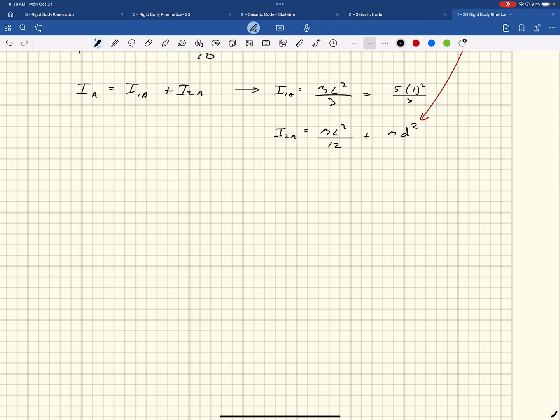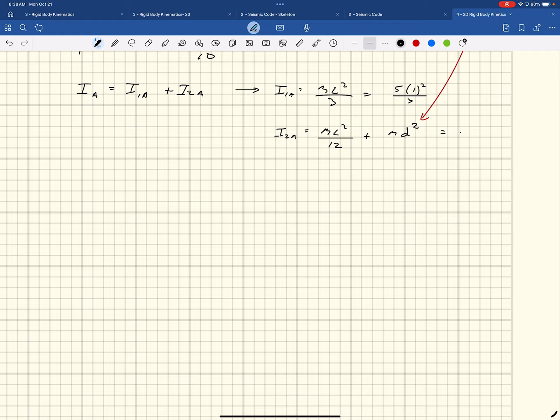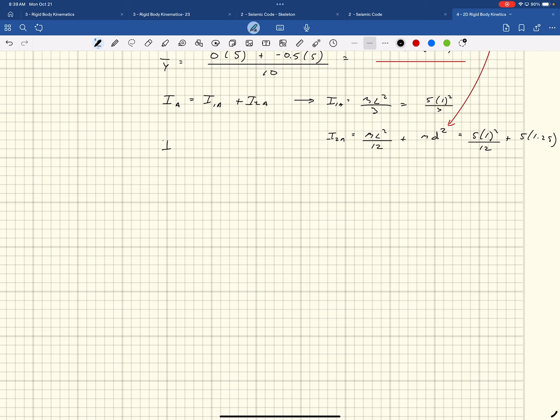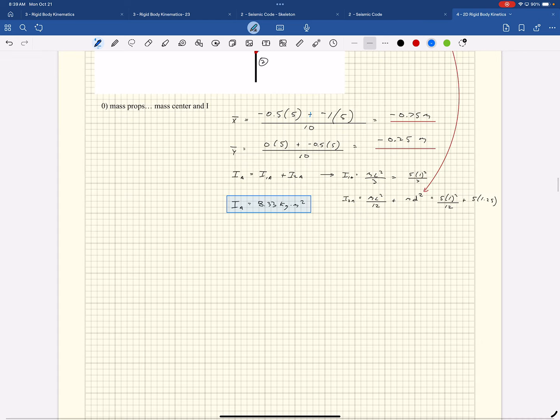And lo and behold, this ends up being equal to 5 times 1 squared all over 12 plus 5 times 1.25. I don't actually calculate what that is, but I do calculate what the overall is. 8.33 kilograms meters squared. For some reason, I didn't write what this actually equaled, but I did add them together. So there's our mass props.